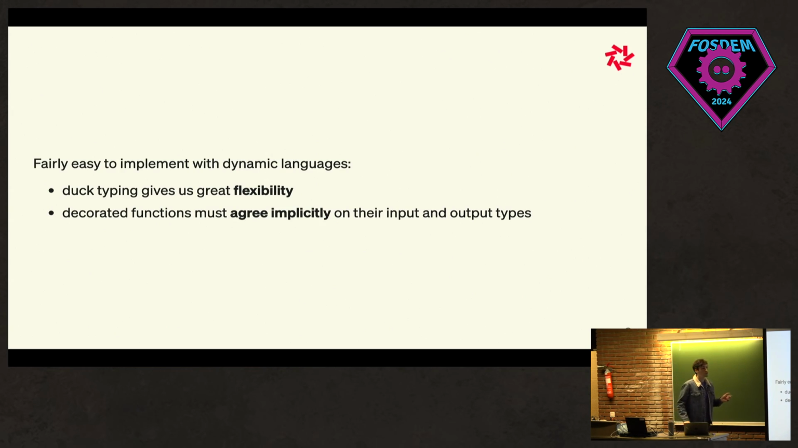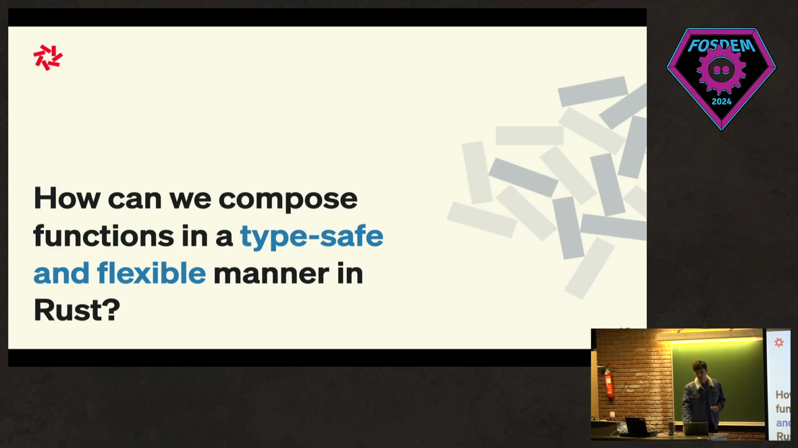In that example, we were using a dynamic language. It was really, really easy to do. Duck typing gives us great flexibility. We don't really care about the types of inputs and outputs. When we code, we think about it: do they match implicitly? If they do, we think it's going to work. We ship it to production. We cross our fingers. But implicitly, everything should match, and then everything should work fine.